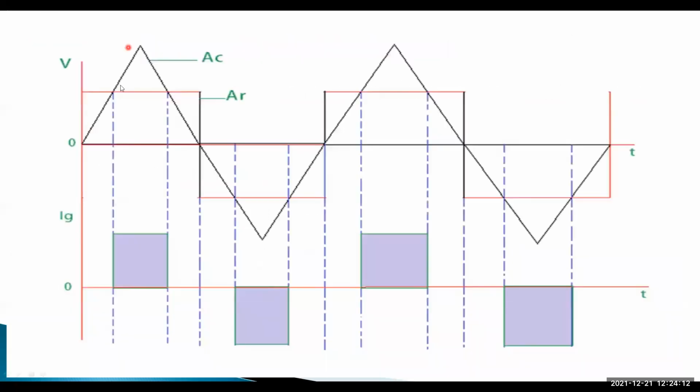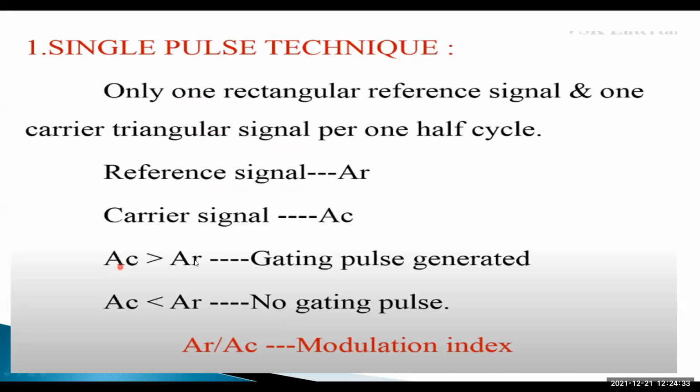Here, the high frequency triangular signal is called the carrier signal, and the rectangular one is called the reference signal. If AC is greater than AR, that is, the carrier signal is greater than the reference signal, then a gate pulse is generated.